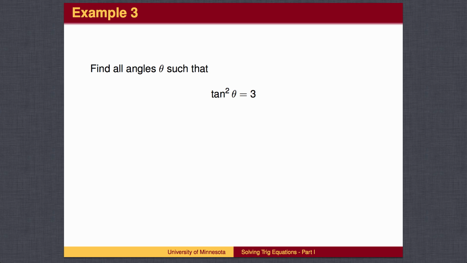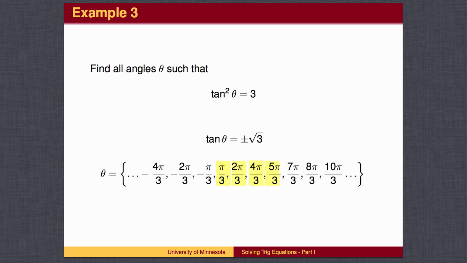This problem requires us to take a square root. Tangent theta is a variable expression, so solving this equation is similar to solving x squared equals 3. First, we take a square root of both sides, then look up the unit circle solutions and add and subtract full circles.